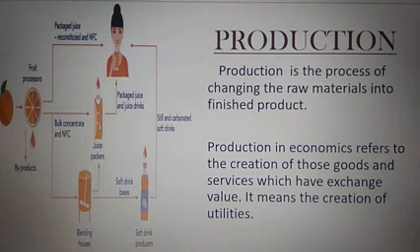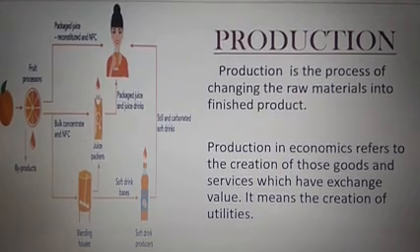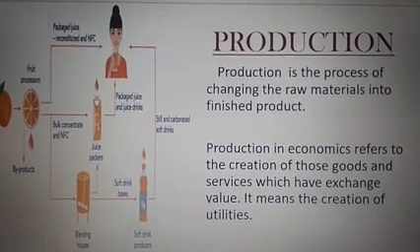Next, look at the picture. Fruit is given as input. After production, the juice is the output.